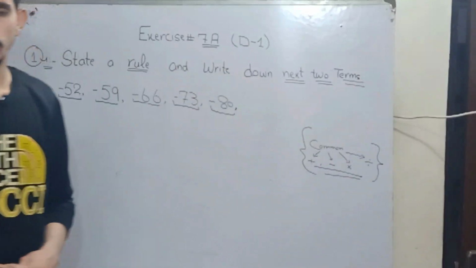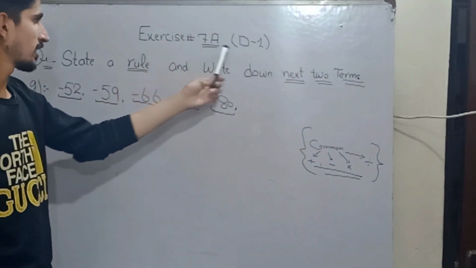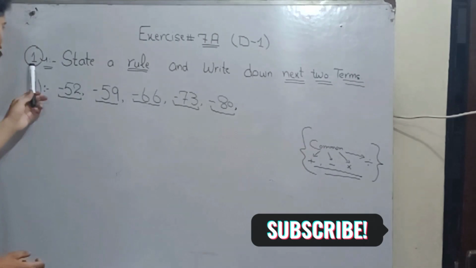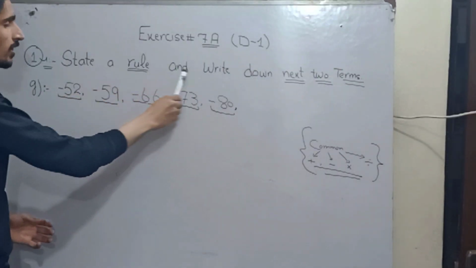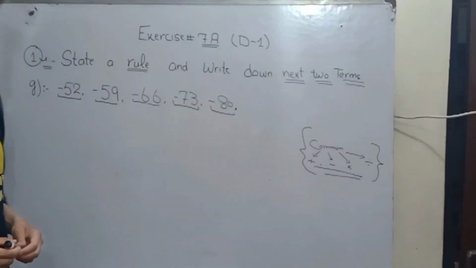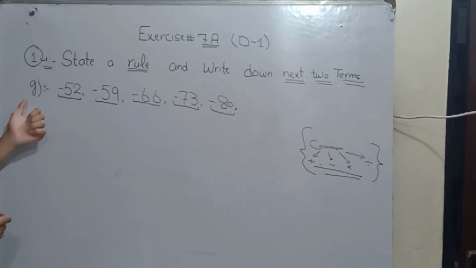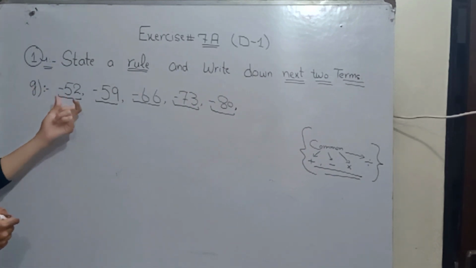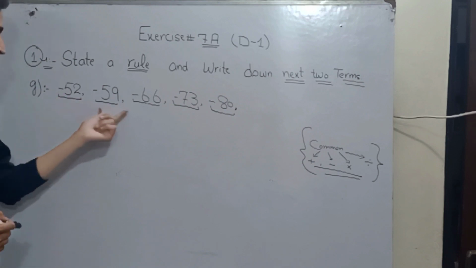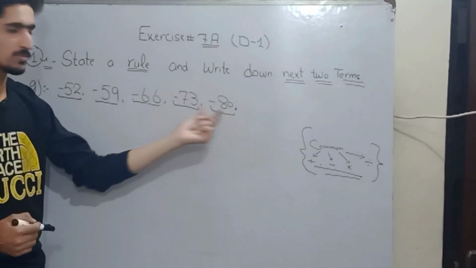Today we are going to elaborate our next exercise, 7A from book D1. Question number 1 is: state a rule and write down the next two terms. For this one we have a part, now we are doing part G. The sequence will be minus 52, minus 59, minus 66, minus 73, minus 80.